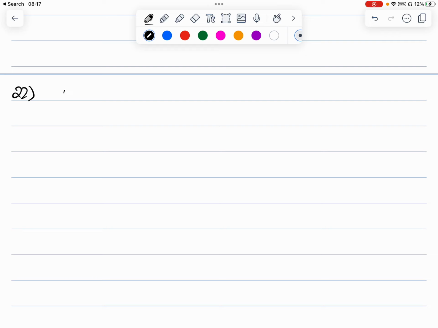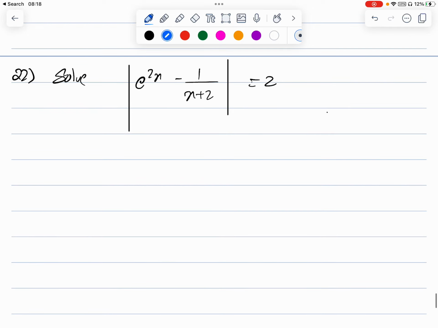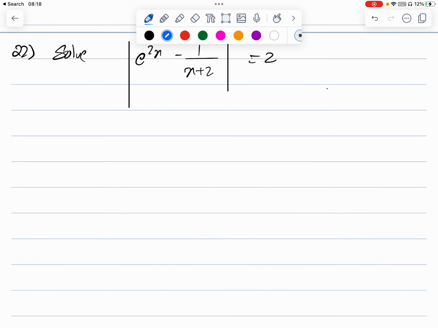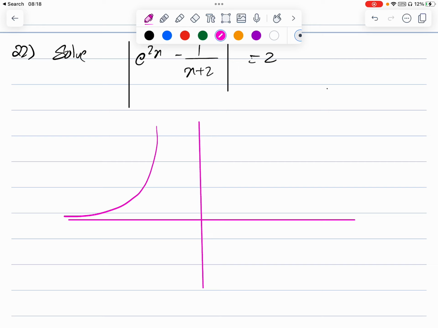Coming to question number 22, again solve the absolute value of (e power 2x minus 1 upon x plus 2) equals 2. So how should I be able to solve this one? I am going to draw the graph for this one. When I draw the graph from the graphing calculator, I get it in this way, and over here the graph is approximately this shape.